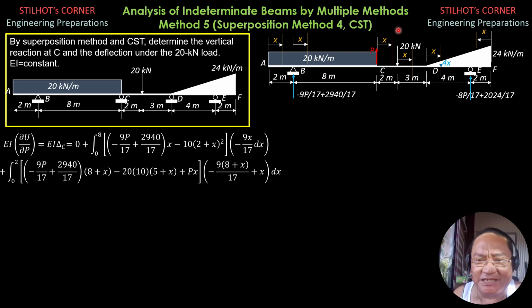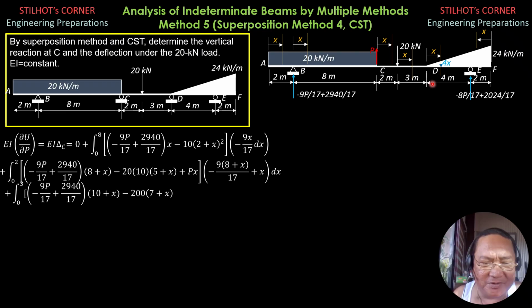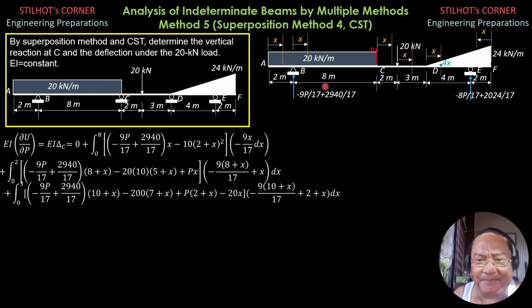Then we proceed to this section, the integral from 0 to 3 of quantity negative 9P over 17 plus 2940 over 17 times 10 plus x, then minus 200 times 5 plus 2, so 7 plus x, then plus P times quantity 2 plus x, then minus 20 times x. The derivative of this moment equation with respect to P is equal to that.